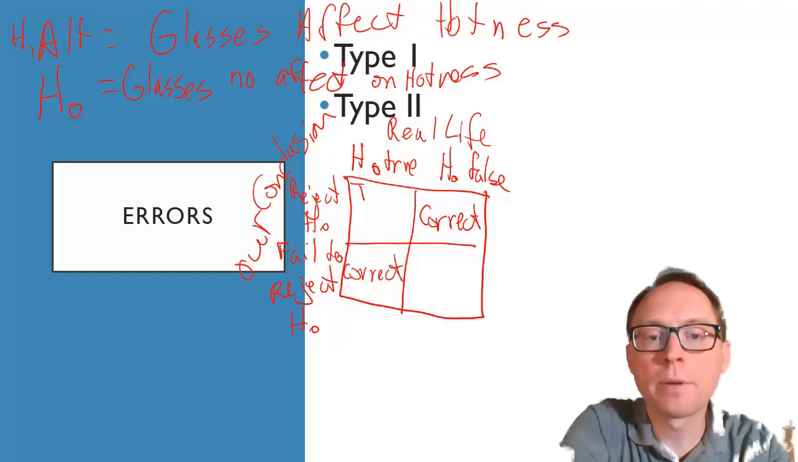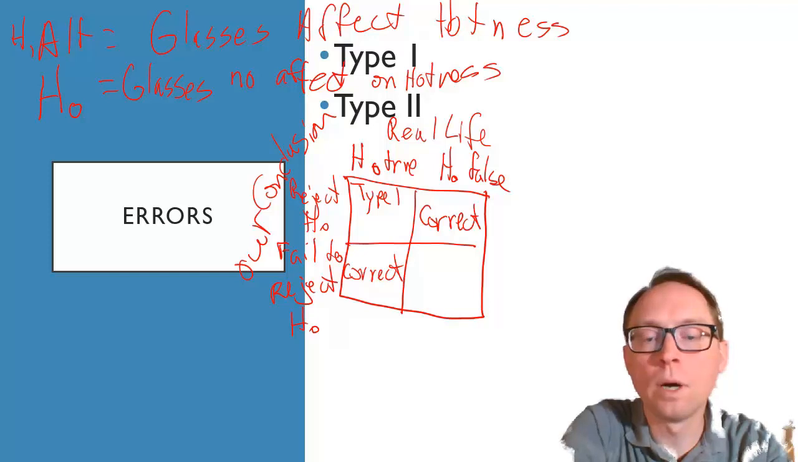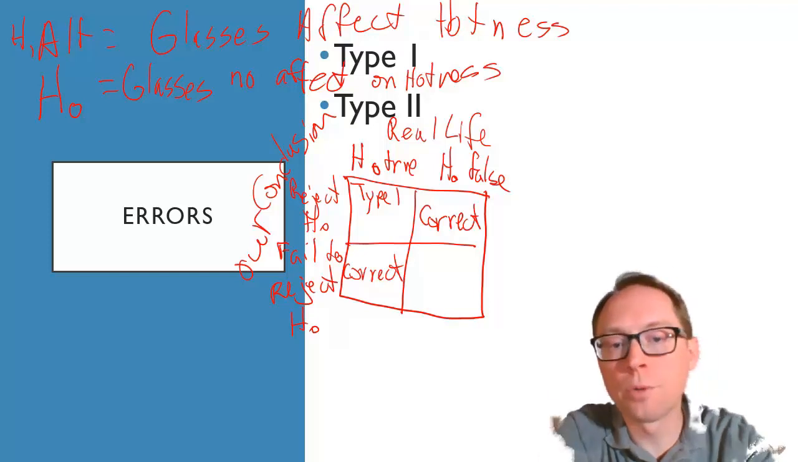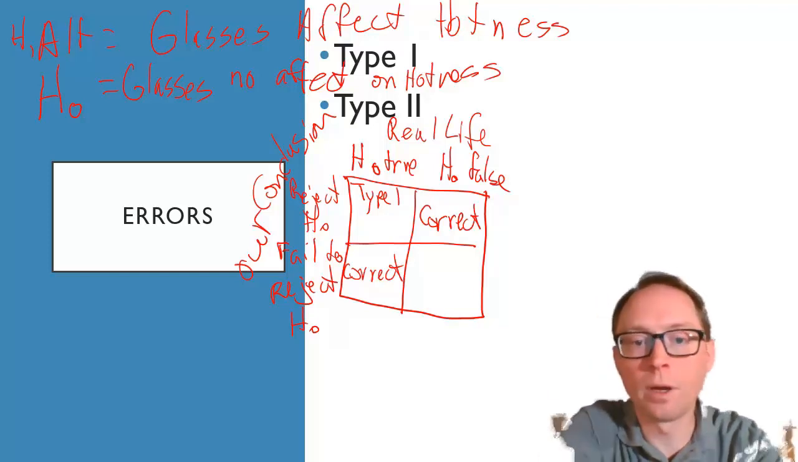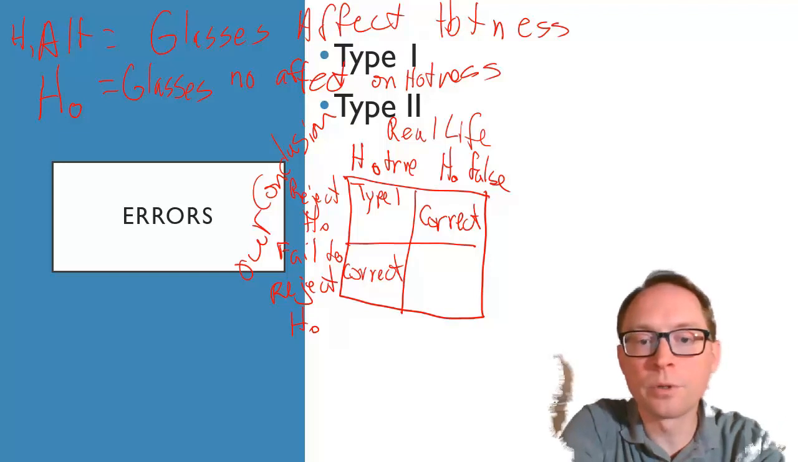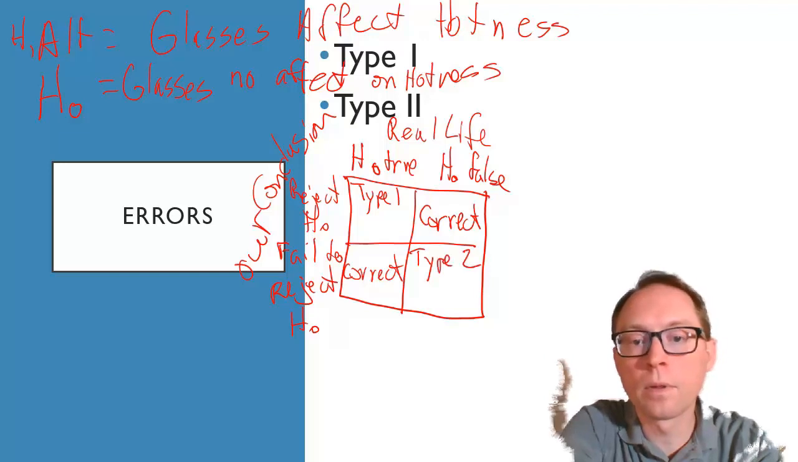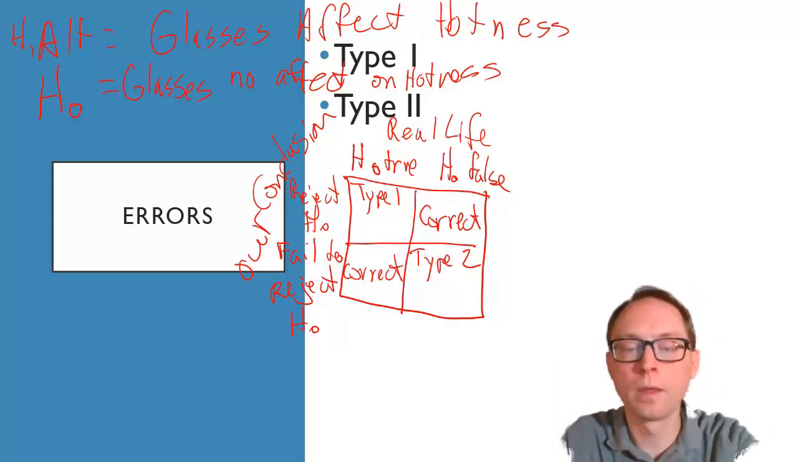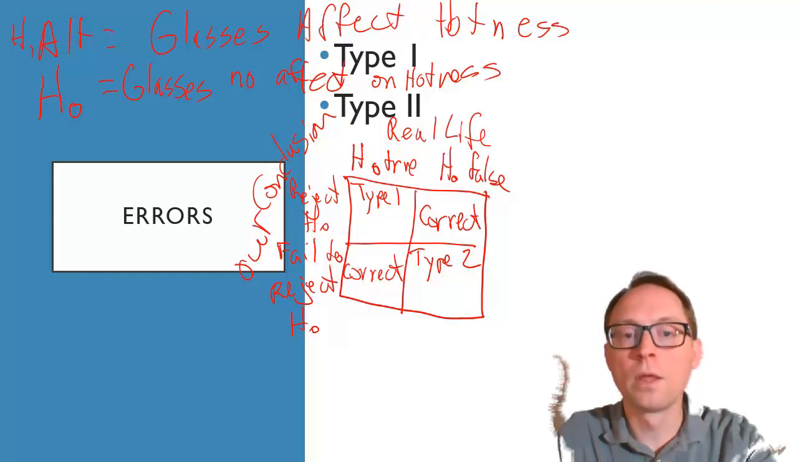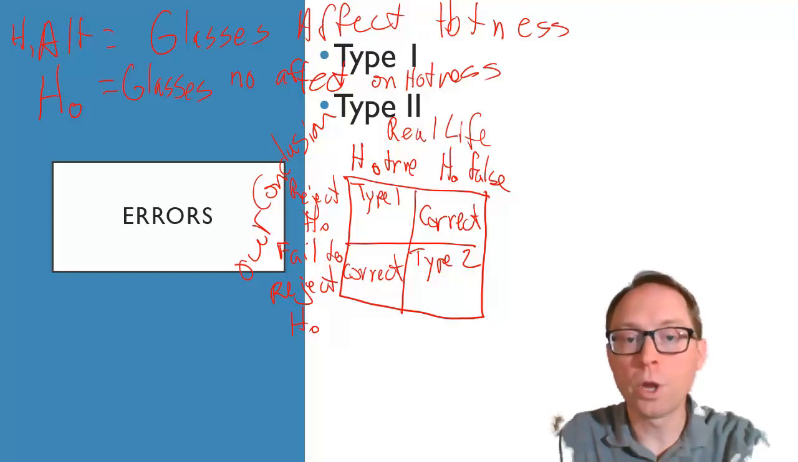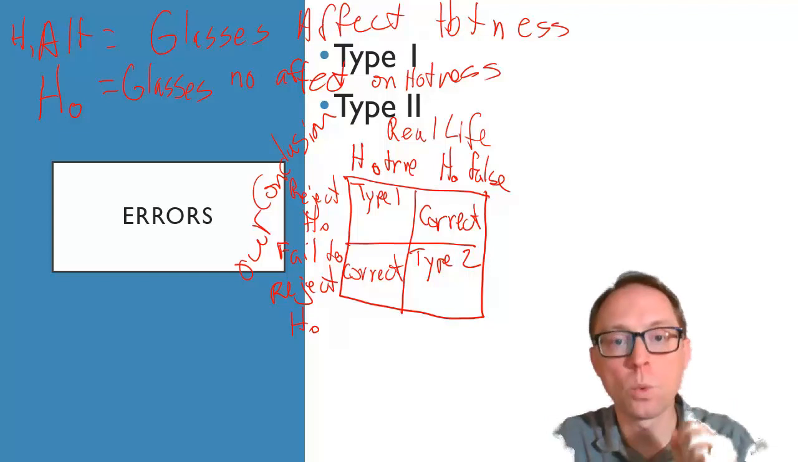Type 1 error. Now, those are Roman numerals up there that I have in the printed one. But I don't care if you use Roman numerals or if you don't. It doesn't really matter to me. Type 2.